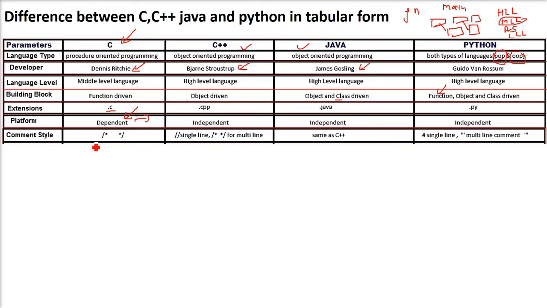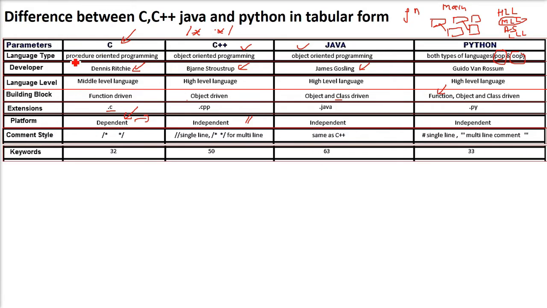The comment style in C is slash star, write the comment and end it with star slash. In C++, you can use this also, and you can use the double slash also. Then Java is similar to C++. In Python, it is hash for a single line and triple quotes for a multi-line comment. How many keywords are there? C has 32 keywords, C++ has 50 keywords, Java has 63 keywords, and Python has 33.